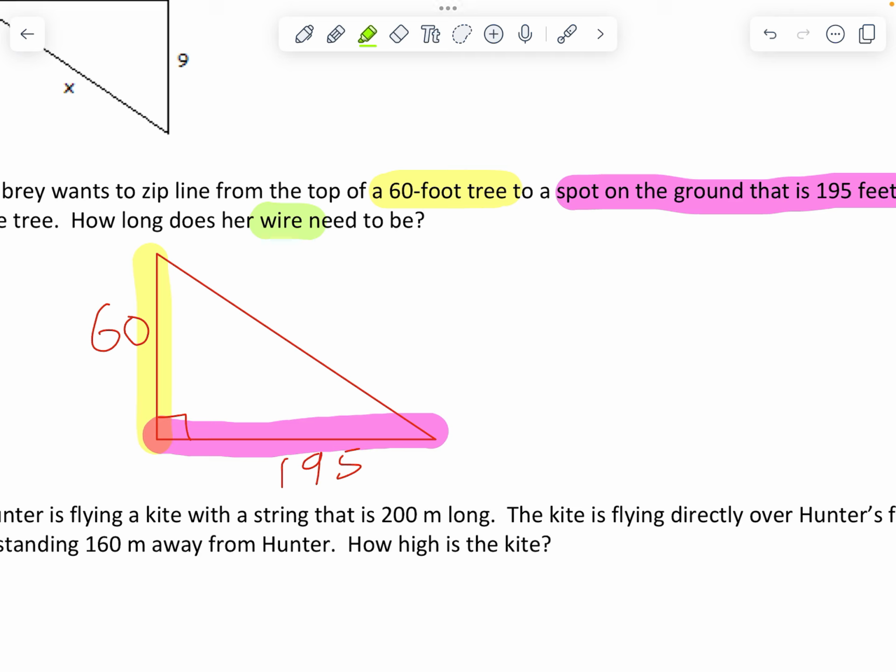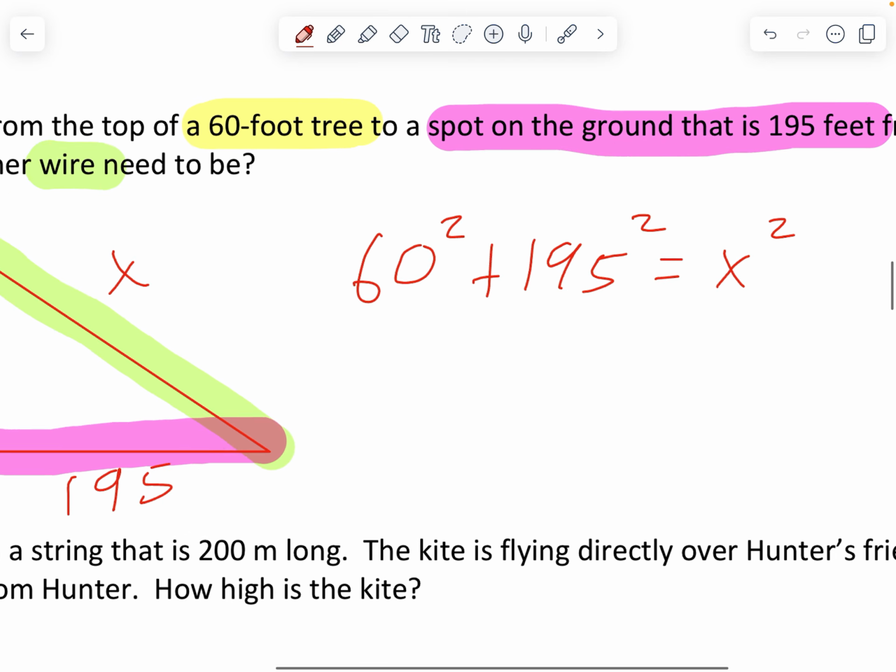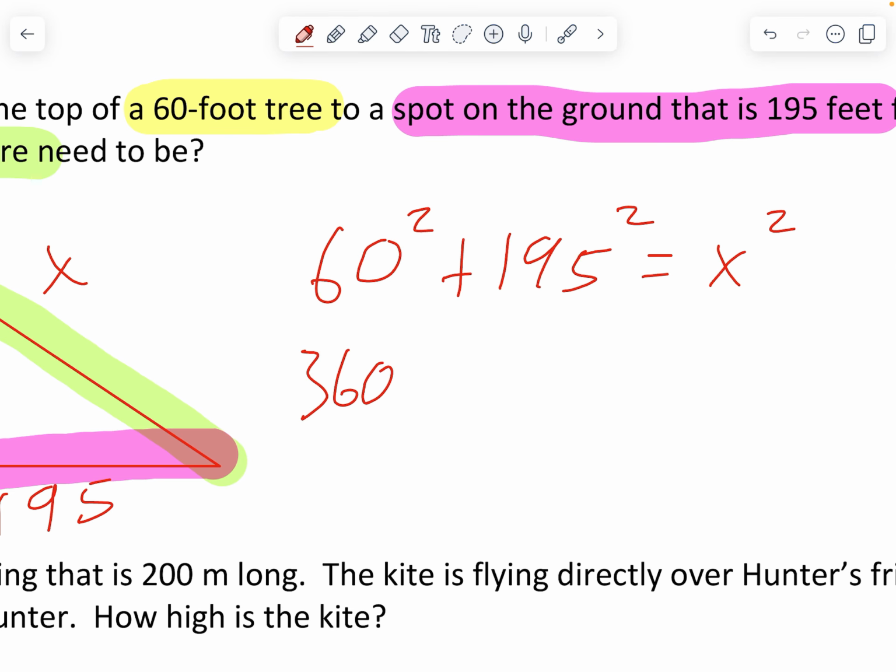So when she's ziplining, she's starting at the top, she's ziplining down to a spot on the ground. So we are trying to find C here. That's where our X goes. You don't have to put X, you can put C, it doesn't matter. For these word problems, we're not going to worry about simplifying the radical because these numbers are going to be huge, okay? You're definitely going to have to pull up Desmos on your calculator. I've got a calculator over here next to me. 60 squared is 3,600.